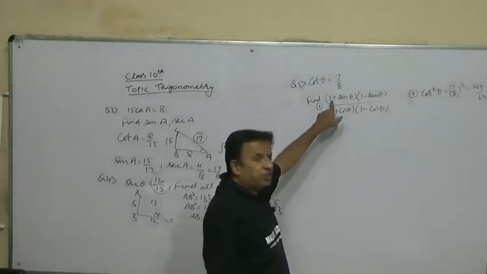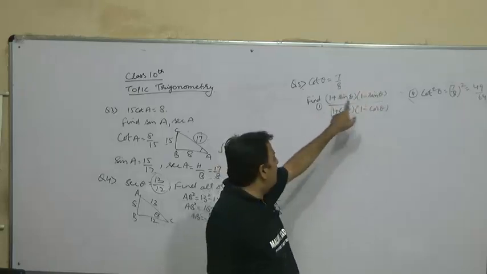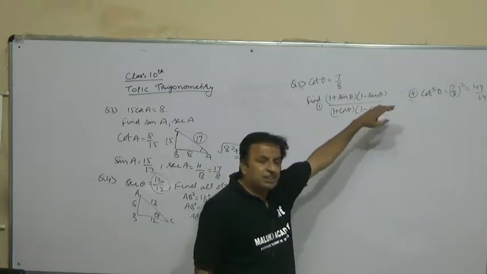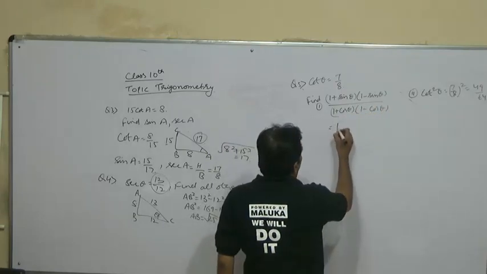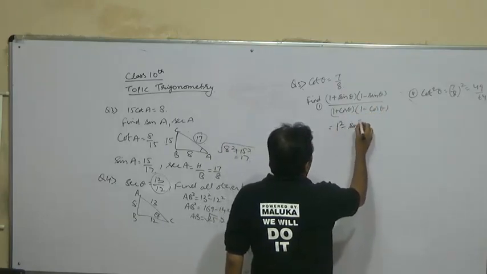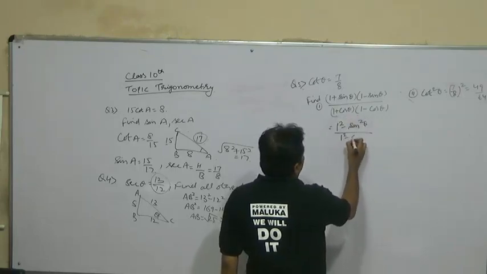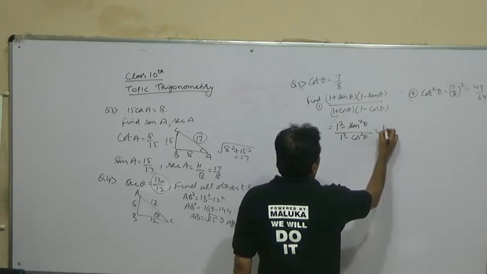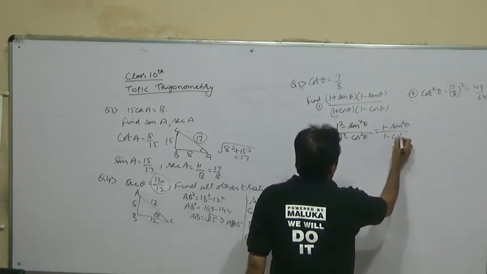तो क्या है इस एक्सप्रेशन में 1 प्लस साइन थीटा 1 माइनस साइन थीटा, तो क्या बन जाएगा a प्लस बी a माइनस बी. तो क्या बन जाएगा ये a स्क्वायर माइनस बी स्क्वायर. ये हो जाएगा 1 स्क्वायर माइनस साइन स्क्वायर थीटा अपॉन नीचे क्या बन जाएगा 1 स्क्वायर माइनस कॉस स्क्वायर थीटा. ये हो गया 1 माइनस साइन स्क्वायर थीटा अपॉन 1 माइनस कॉस स्क्वायर थीटा.